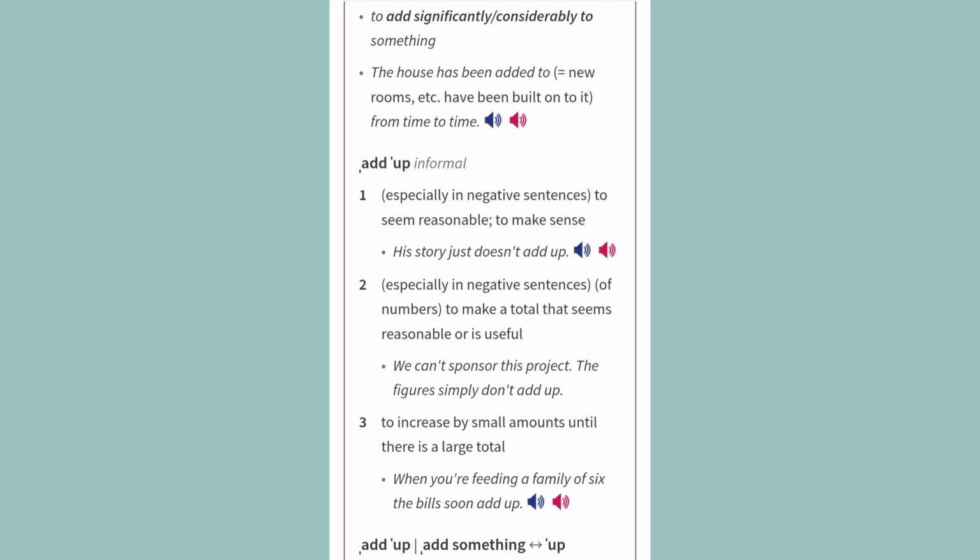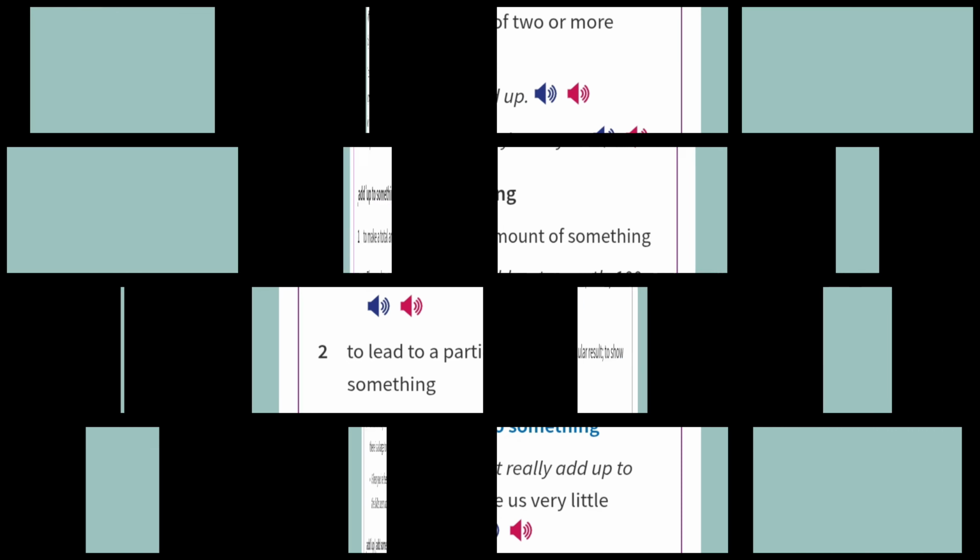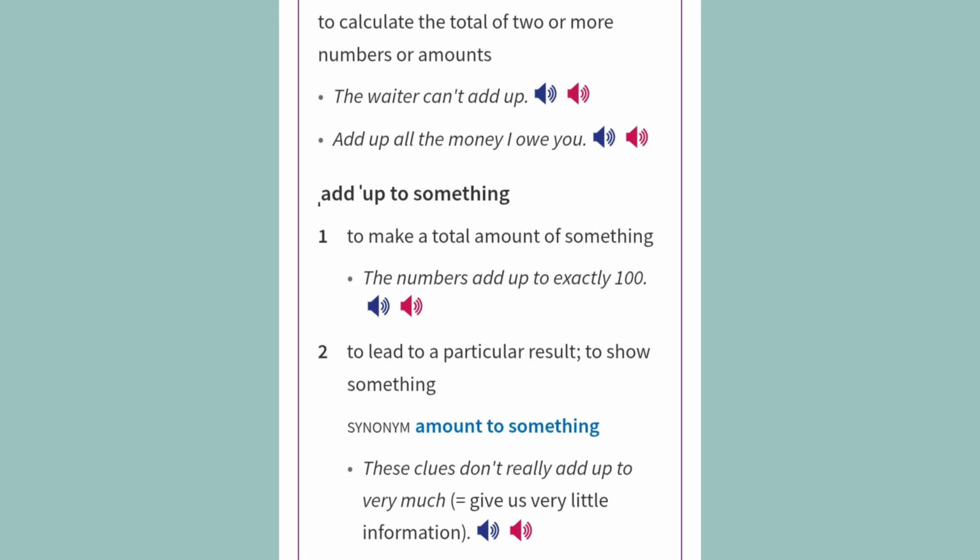3. To increase by small amounts until there is a large total. Example. When you're feeding a family of 6, the bills soon add up. Add up, add something up. To calculate the total of 2 or more numbers or amounts. Examples. The waiter can't add up. Add up all the money I owe you.